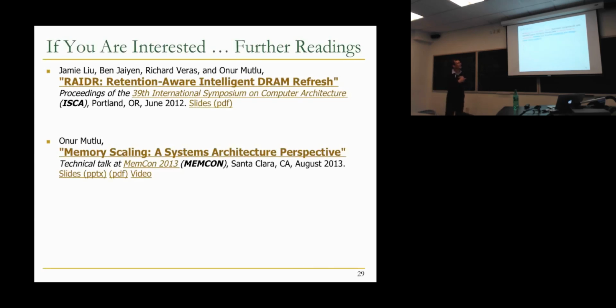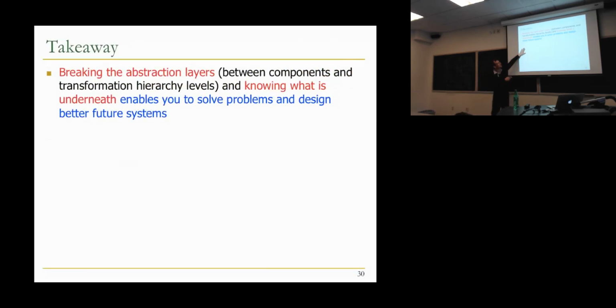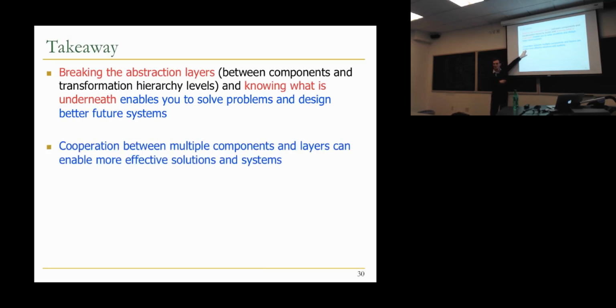OK, what is the takeaway? Again, breaking the abstraction layers between components and the transformation hierarchy levels and knowing what's underneath and exposing it enables you to solve problems and design better future systems. In this case, this is hopefully a better future system. It doesn't exist today. Maybe it will never exist. But maybe some of the ideas that are generated over here can enable the design of future systems. And the second takeaway, I think, is if you have cooperation between multiple components and layers, you can enable much more effective solutions and systems.